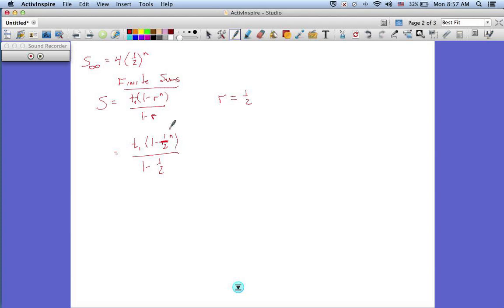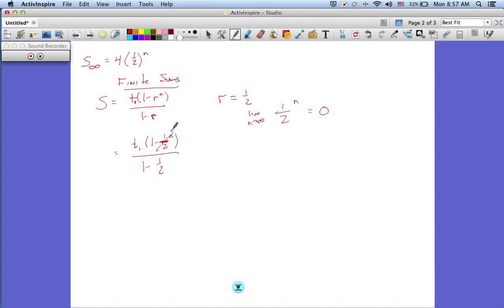Okay, and this is the important part I'm focusing on right now. 1/2 to the n. As n gets to be larger and larger, the limit as n goes to infinity of 1/2 to the n. What's 1/2, 1/4, 1/8, 1/16, 1/32? We said when the absolute value of r is less than 1, this heads to 0.